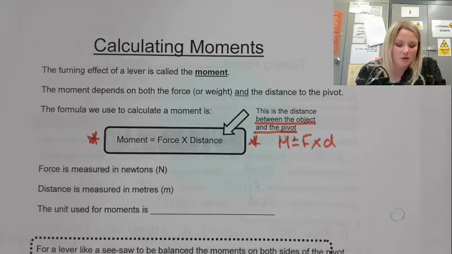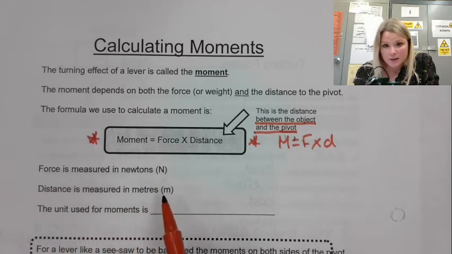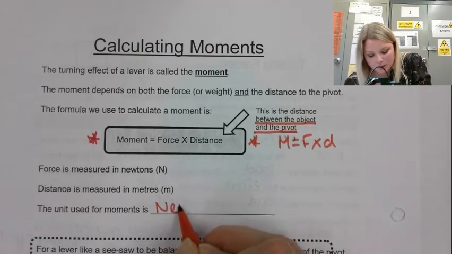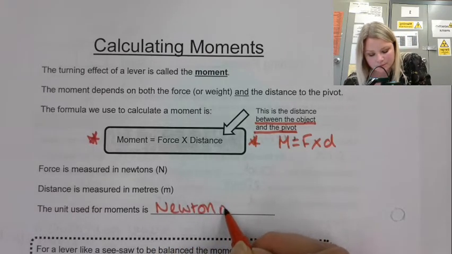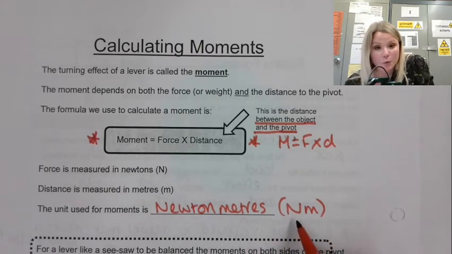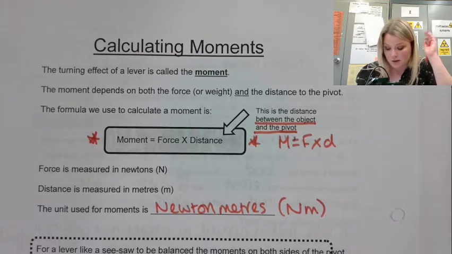Sometimes they'll be sneaky and they'll give you a different distance. Units, force is measured in newtons, distance is measured in meters. The unit used for moments is, I'm going to write it in words as well, Newton meters, which is N m. Proper capital N for newtons here and a small m for meters. If you do a small n, I would mark that wrong because it's not right. It's a capital N that we use.